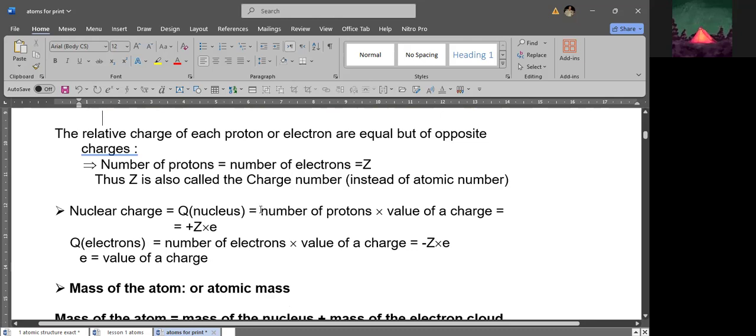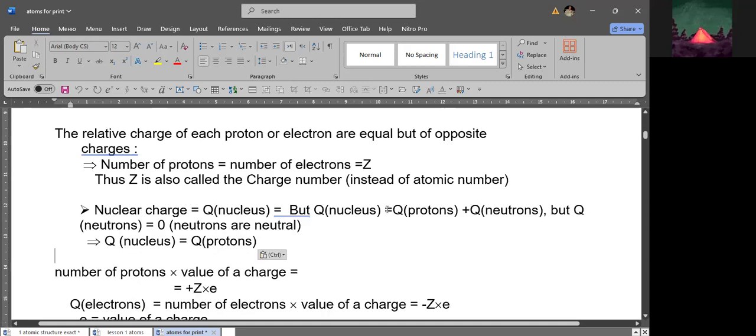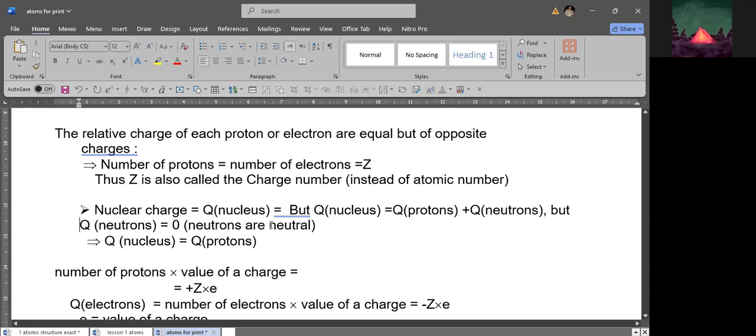We found earlier that nuclear charge, Q of nucleus, equals Q proton plus Q neutron, but the charge of the neutrons is equal to zero, so neutrons are neutral. We can say here that the charge of the nucleus is the same as the charge of the protons. As we said, the charge of the nucleus depends on the charge of the protons.